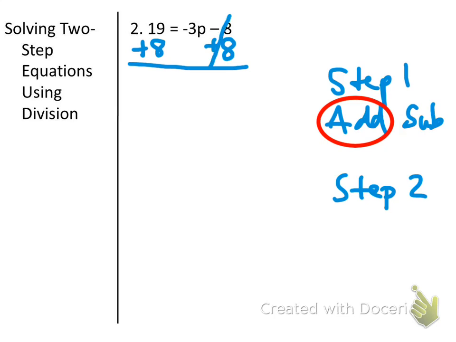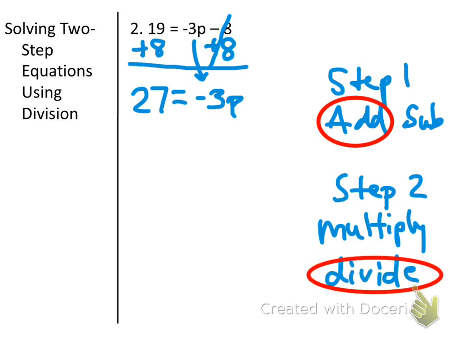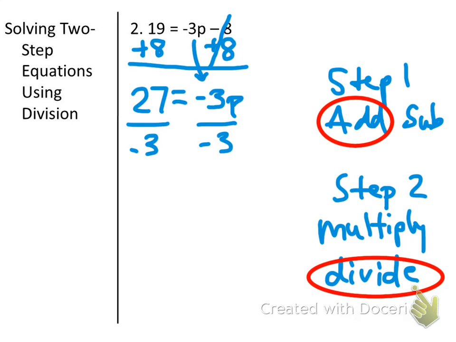So 8 minus 8 is 0. 19 plus 8 is 27. And then I just bring down my negative 3p. Step 2, I'm going to multiply or divide. Looking at my equation, I have negative 3 times p, so I need to do the opposite of multiplying, which is dividing. So I'm going to divide by negative 3. So negative 3 divided by negative 3 is 1. So p equals 27 divided by negative 3, which is negative 9.